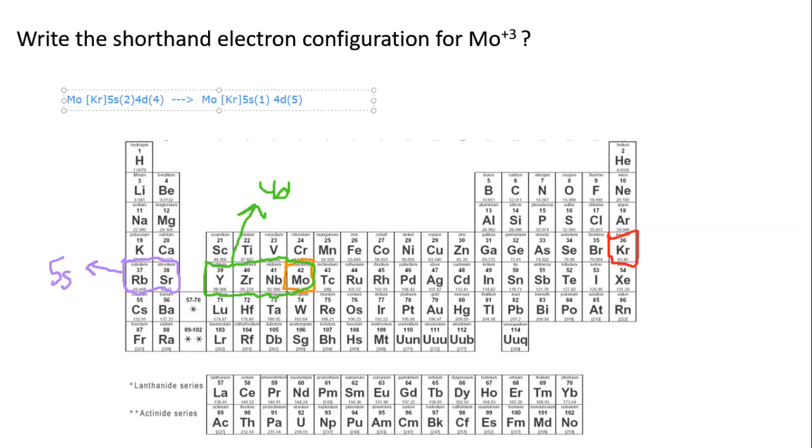So now we want to make molybdenum 3+. What does that mean? We're going to remove from the highest filled energy level, which is the 5s1. So we remove 1 electron from the 5s orbital and 2 electrons from the 4d. So it'd be krypton 4d3. And both of these are paramagnetic species.